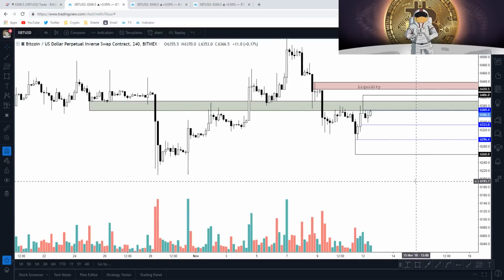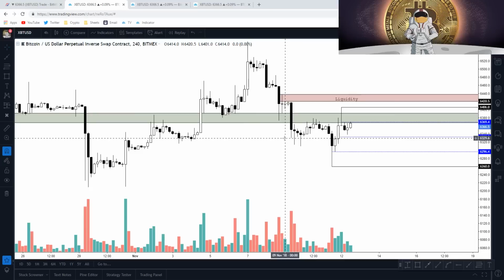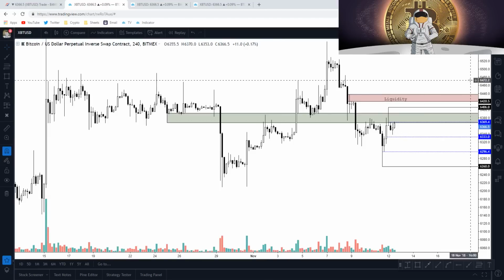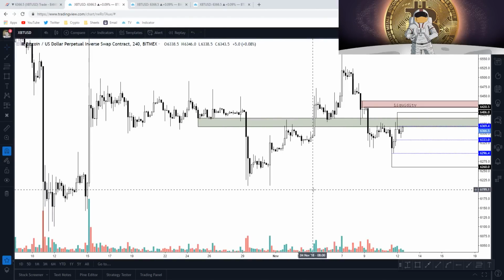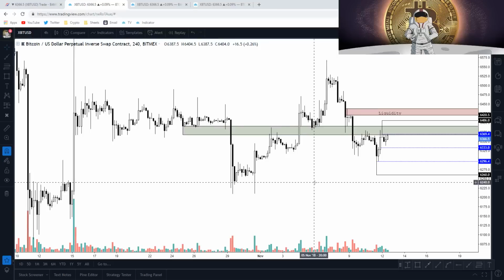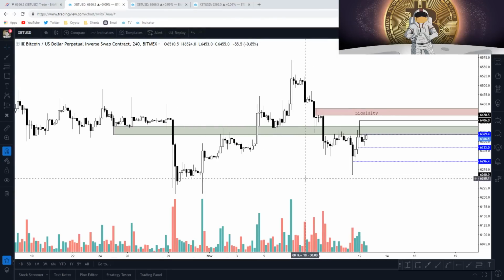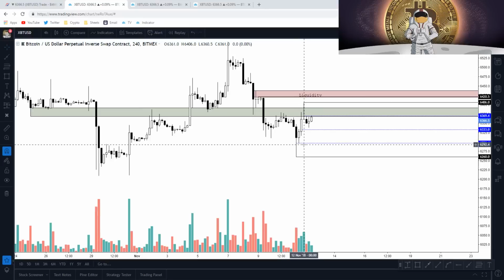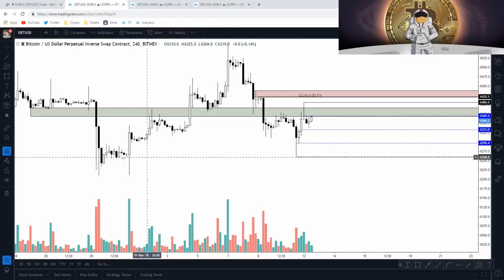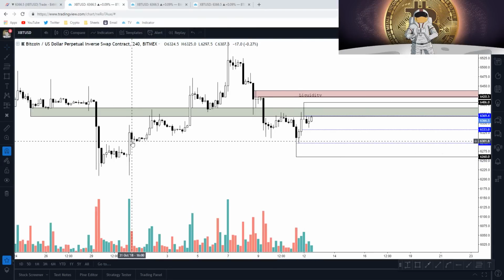But like I said, I always say this. Remember, look for equal highs and equal lows. That's where price will be attracted to. The path of least resistance for those equal highs and equal lows. Just looking for confluence here.